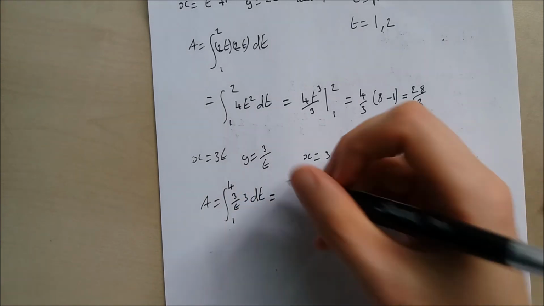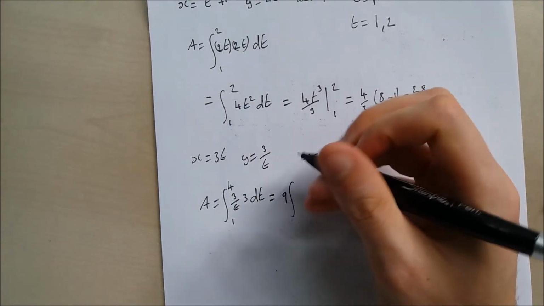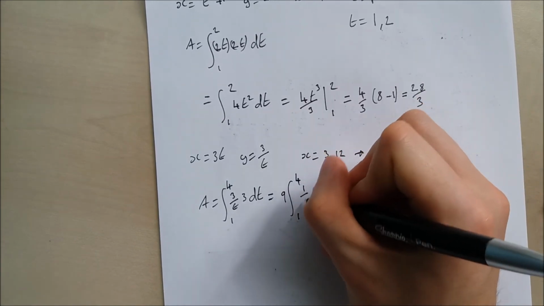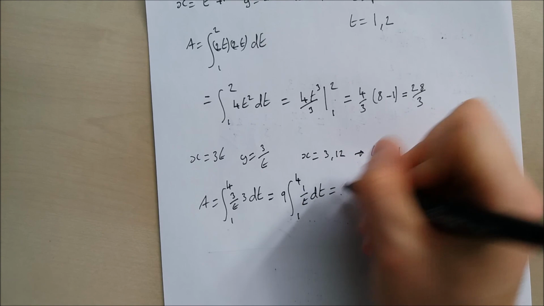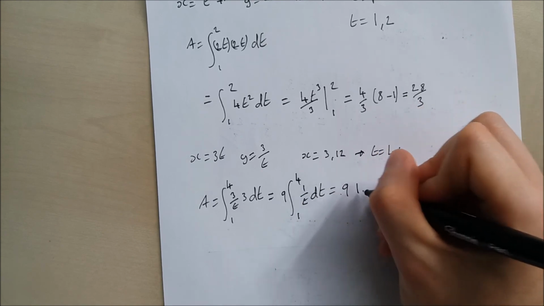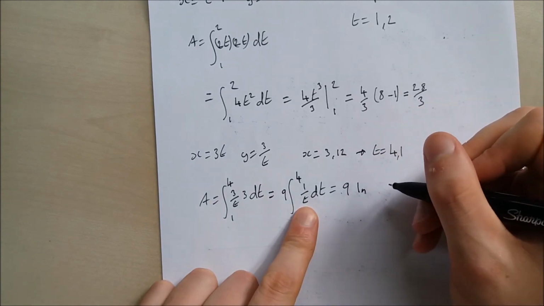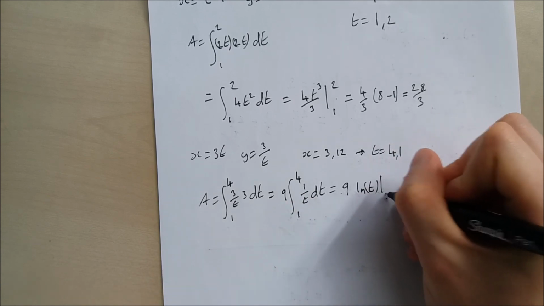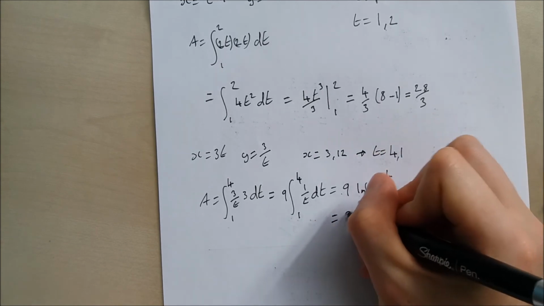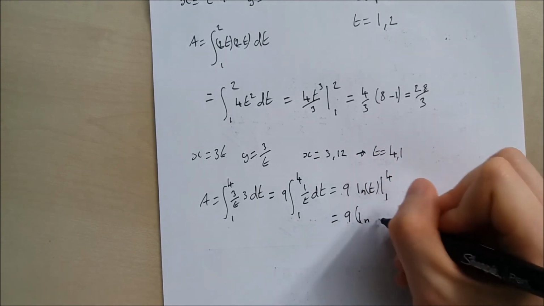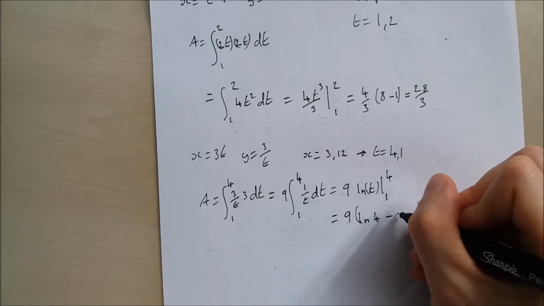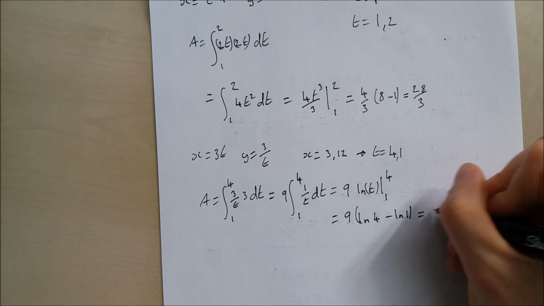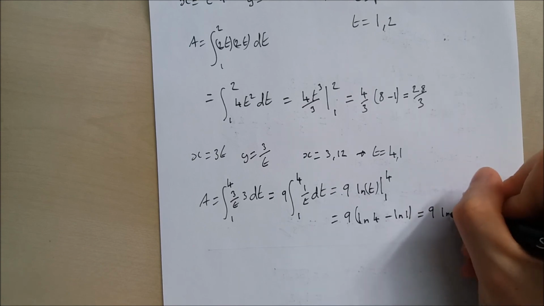So 3 times 3 is 9, so you can take that out of the integral because it's just a constant. The limits stay the same. You have 1 over t dt, and 1 over t is a known integral, and it's just multiplied by 9. So it's ln t, and that's at 1 and 4, which is 9 (ln 4 minus ln 1). And using the log laws, you can just say that is 9 ln 4.